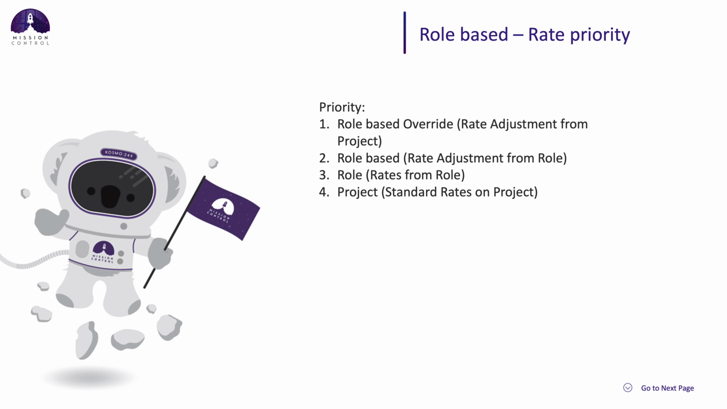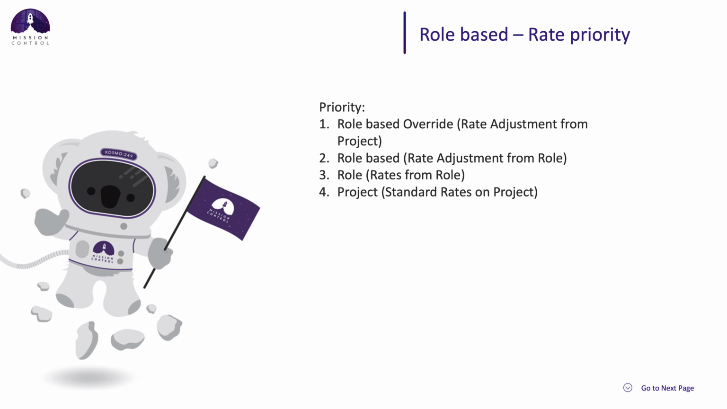So the highest priority is given to the role-based override, which is creating rate adjustments from the project. This rate adjustment only applies to that one project, and so any rates that you specify there, that's what it chooses first. If it doesn't find any rate adjustments from the project, then the next priority is to look at the rate adjustments from the role record.